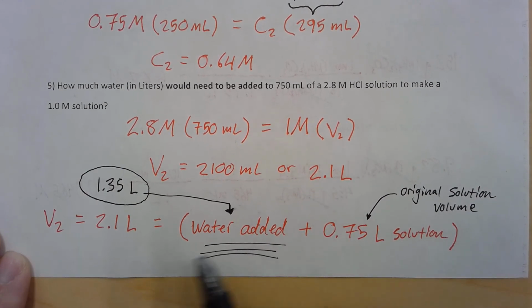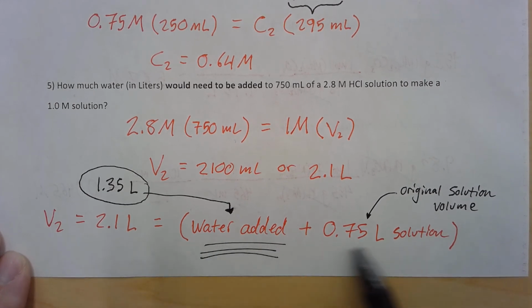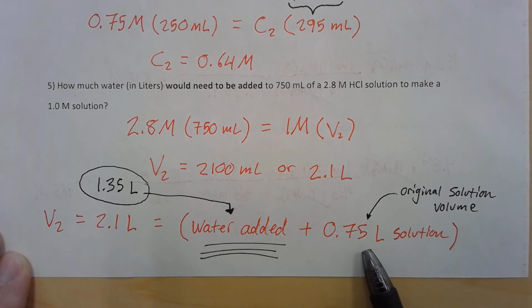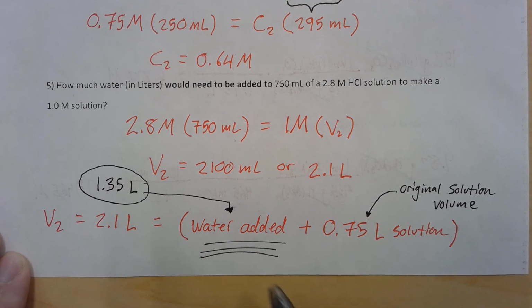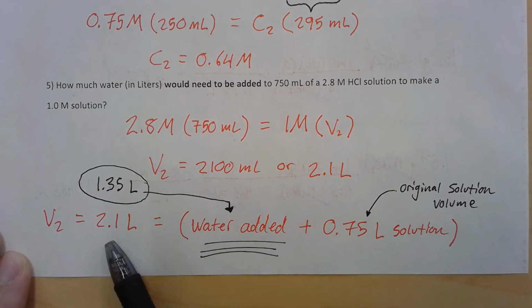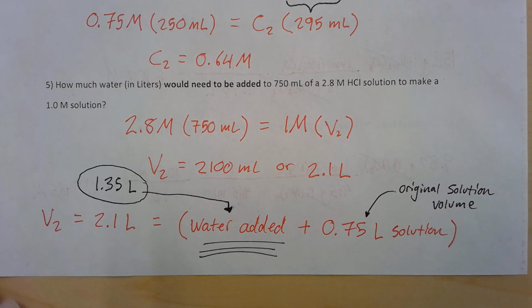So we take V2, which is 2.1 liters, and we set it equal to the original solution volume added with the water. Okay, so this whole thing has to equal 2.1. So 2.1 minus 0.75 would be our water added, and that is 1.35 liters. Okay, so it's really important to pay attention to the question and to read it carefully, because it will give you hints along the way telling you how to set these up.